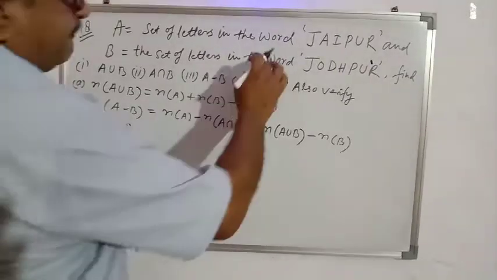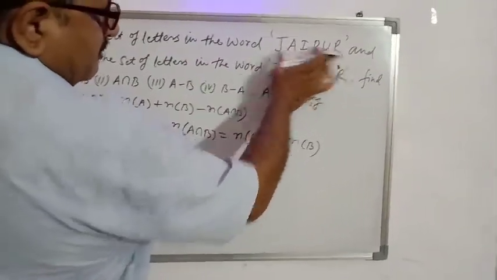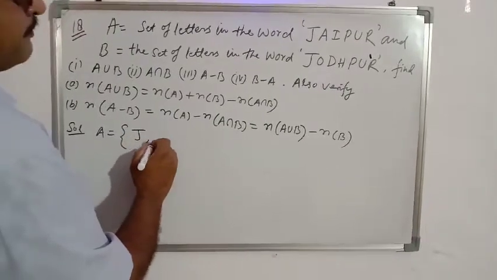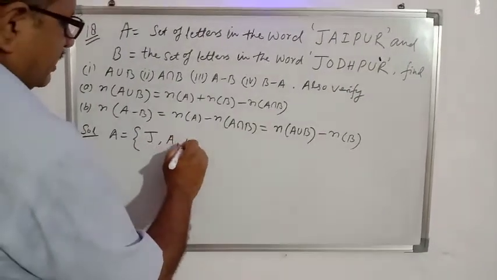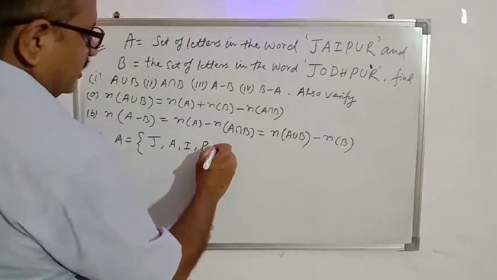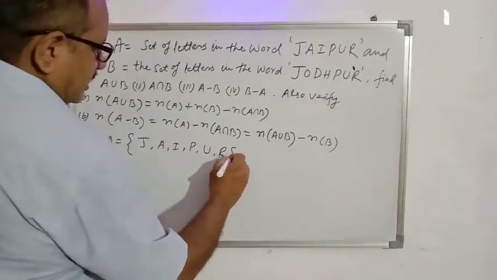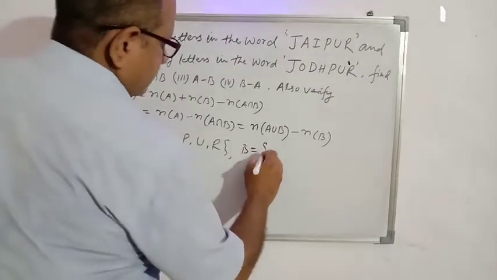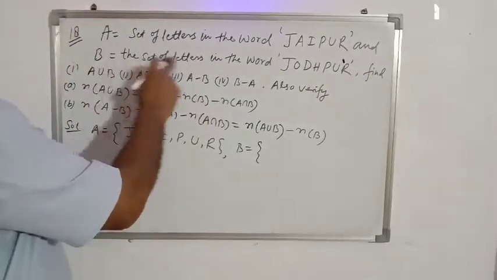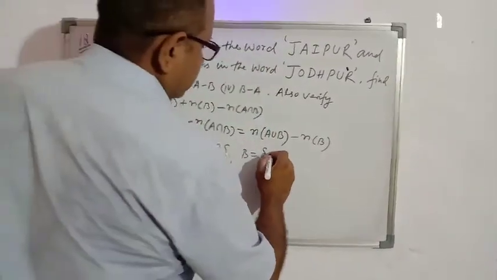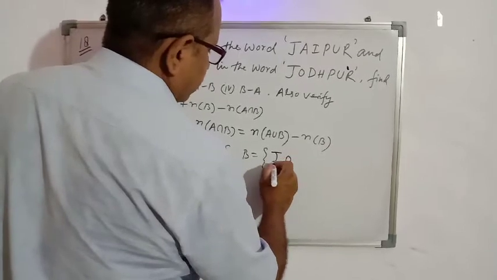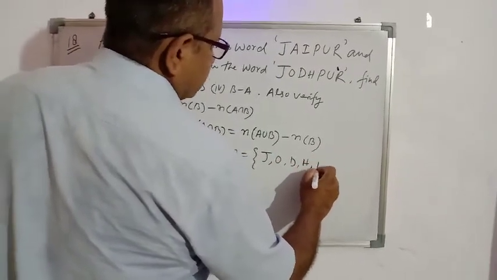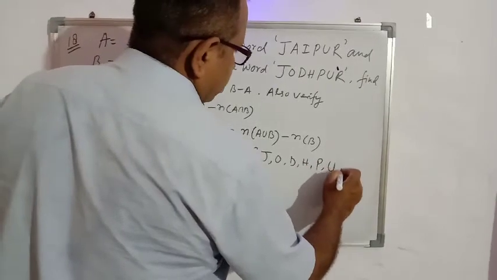So what is set A? Letters of the word Jaipur. So write these letters J, A, I, P, U, R. This is set A. And set B, letters of the word Jodhpur. So J, O, D, H, P, U, R.